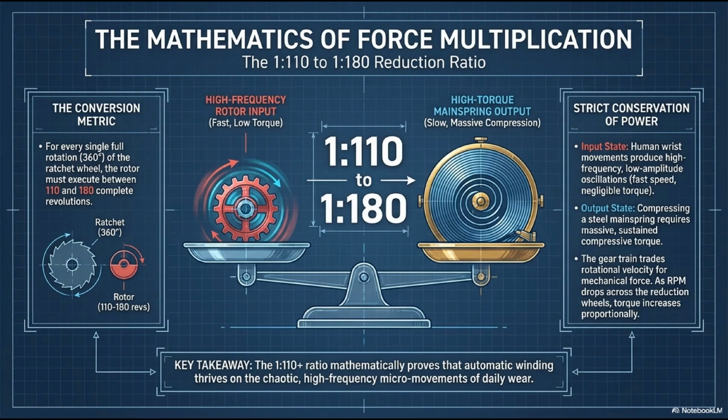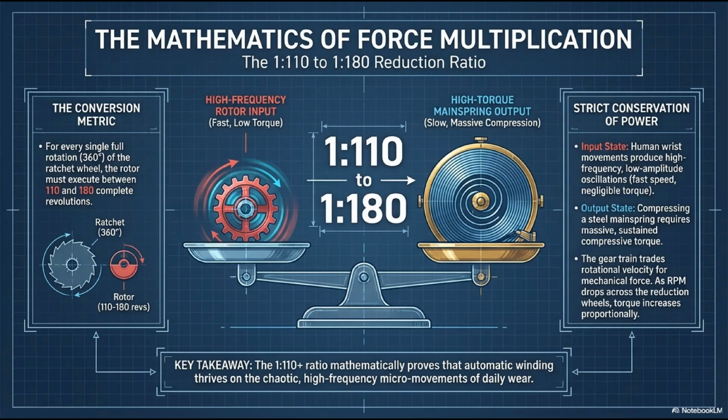Look at the input state on the left. Human wrist movements produce high-frequency, low-amplitude oscillations. Your wrist flicks fast, but with very little actual torque behind it. Now look at the output state on the right. Compressing a thick steel mainspring requires massive, sustained, crushing compressive torque. The gear train acts as the great equalizer. It trades rotational velocity for mechanical force. As the RPM drops across the reduction wheels, the torque increases proportionally. The 1:110 plus ratio mathematically proves that automatic winding is specifically engineered to thrive on the chaotic, high-frequency, low-power micromovements of your daily life.